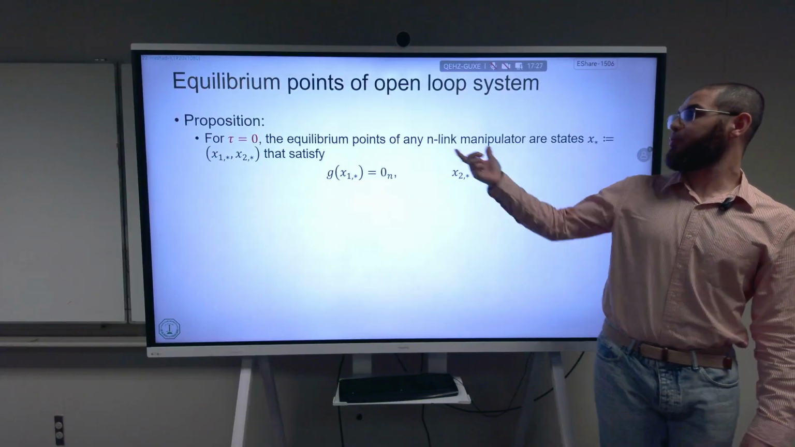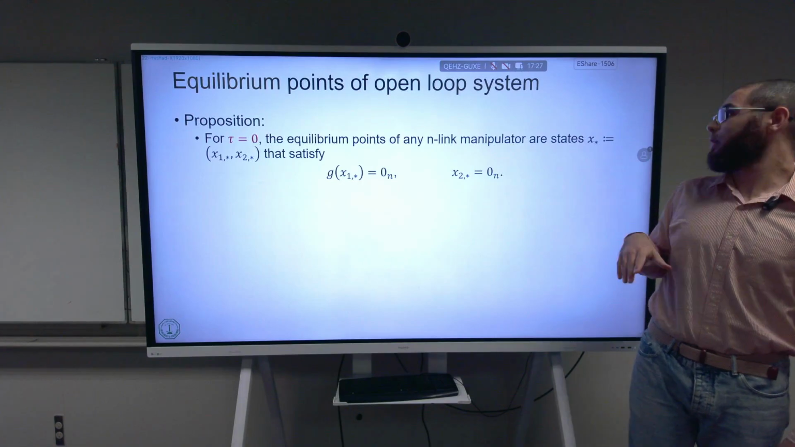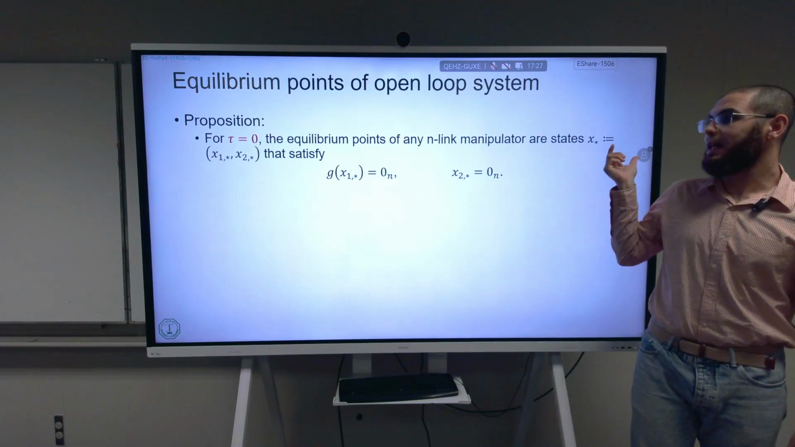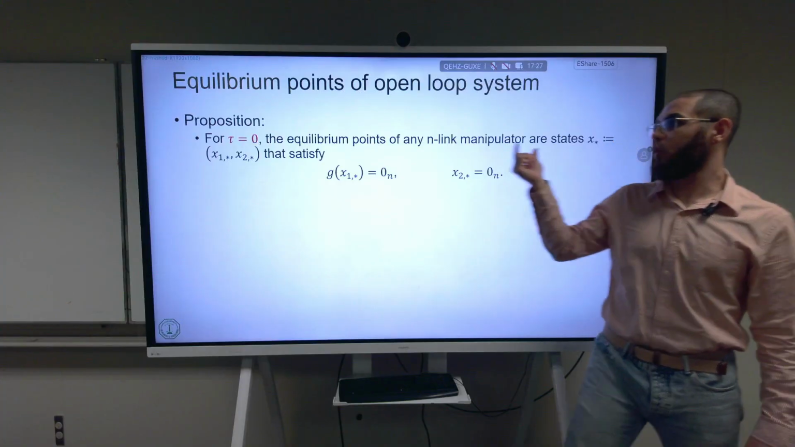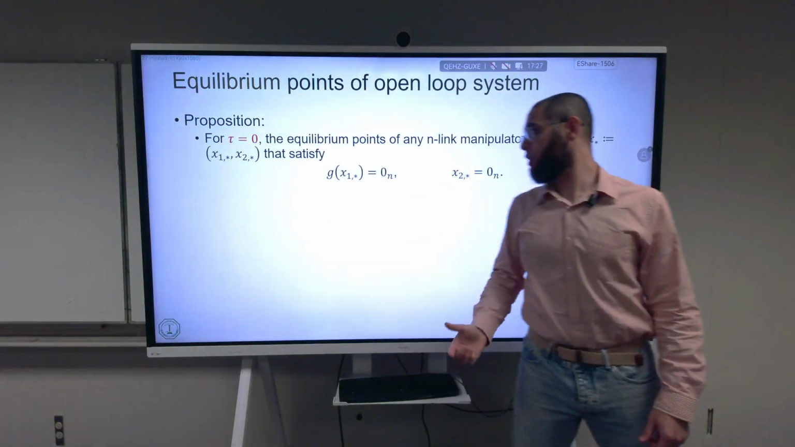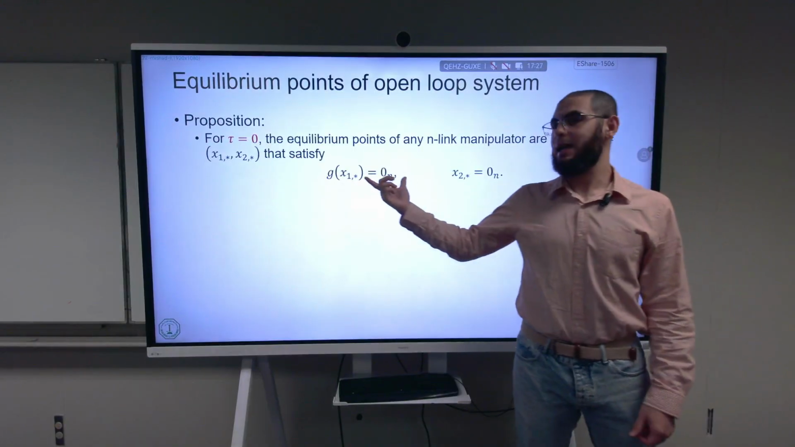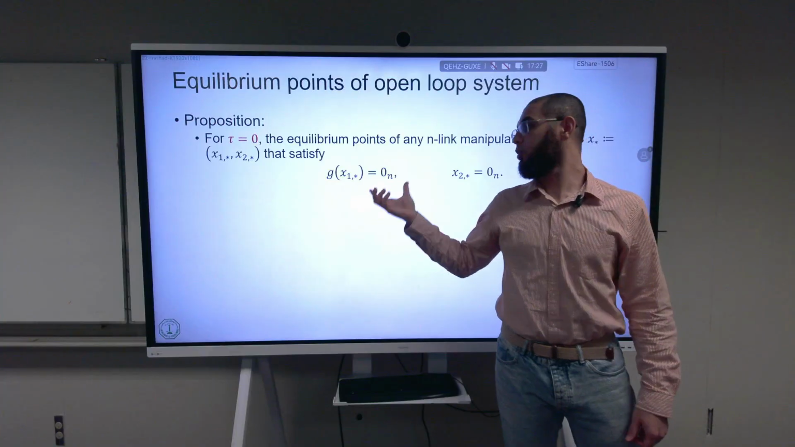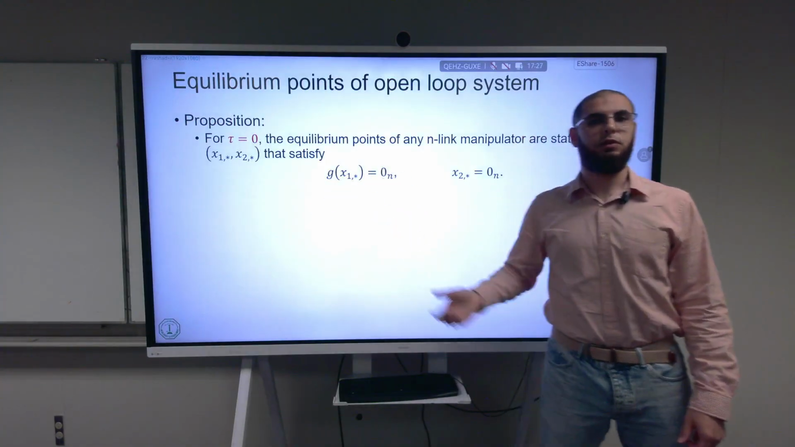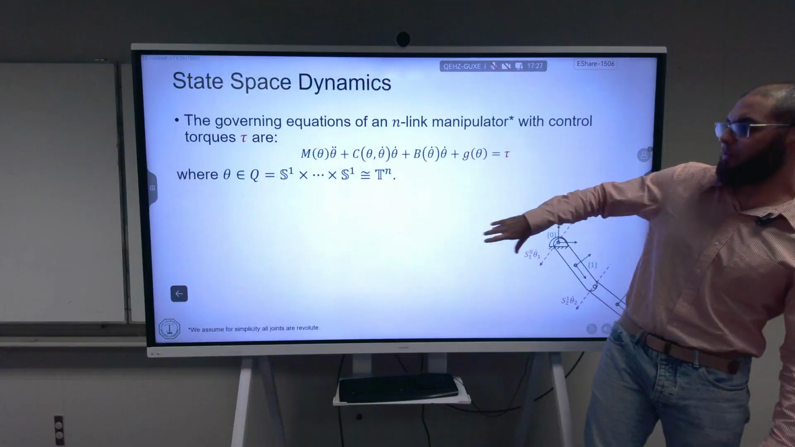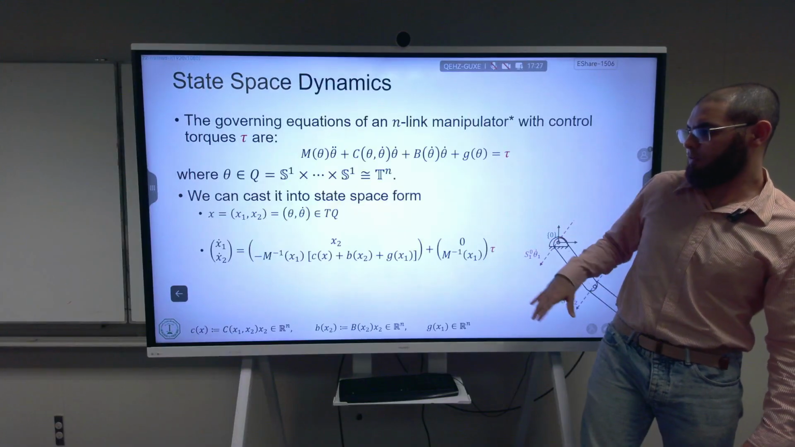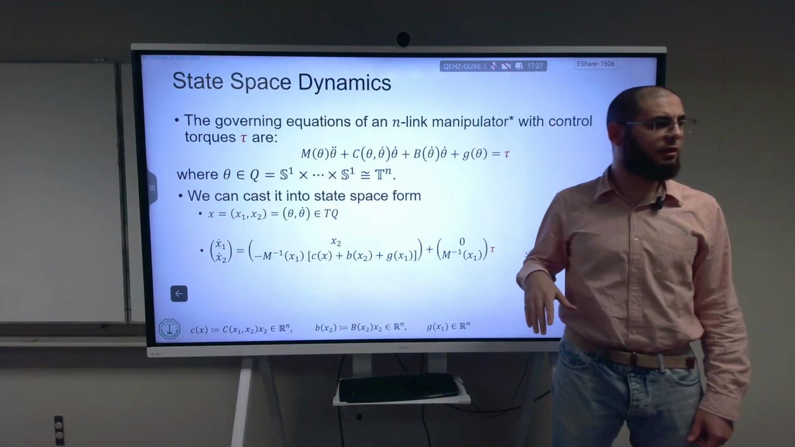And the equilibrium points of any N-link manipulator satisfy the following: x1 star and x2 star satisfy that x2 star is equal to 0, and x1 star, when you plug it into the G, you get 0. Okay? And this already automatically follows from these equations. This is actually part of your assignment, you had it earlier.